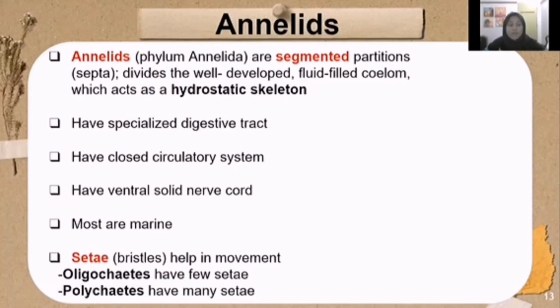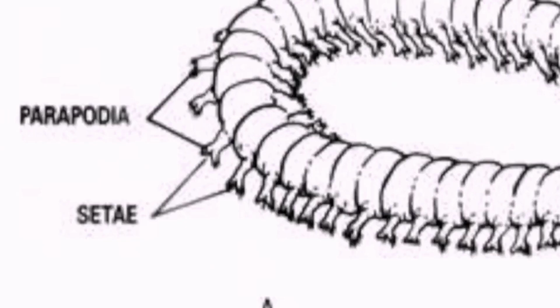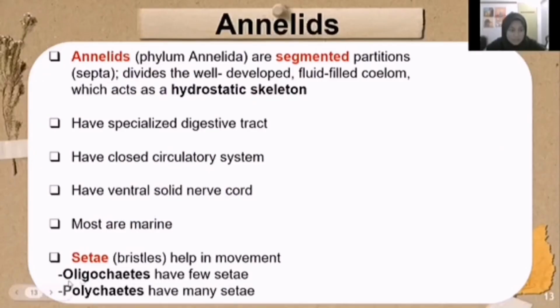Annelids also have a part called setae. Setae are bristles which help in the movement of the annelids. Oligochaetes are annelids which have few setae. Meanwhile, polychaetes are annelids which have many setae.